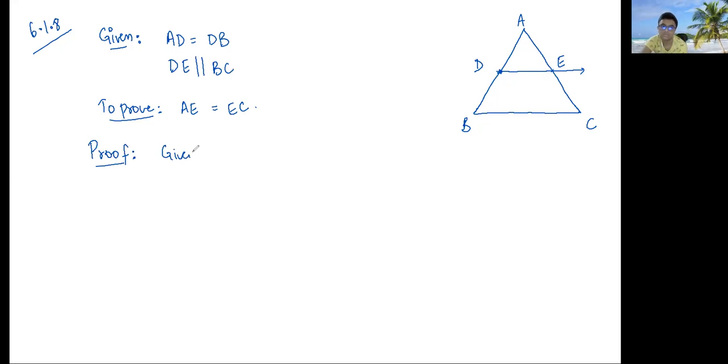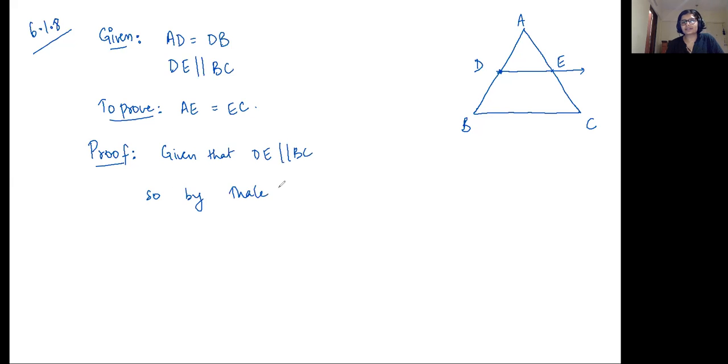So you can just say, given that DE is parallel to BC, so by Thales theorem or basic proportionality theorem, whichever. So what is the result using BPT? Matusa has already given. Good. So, what is the result, Ritisha? AE is equal to EC.